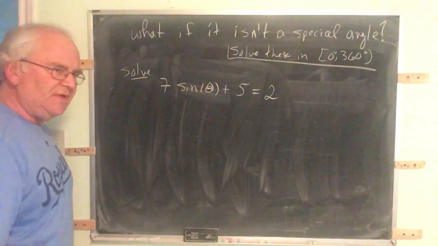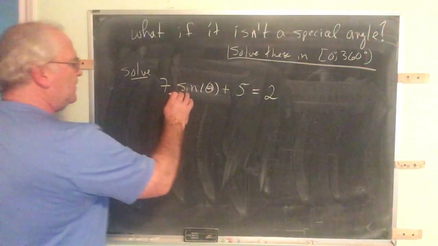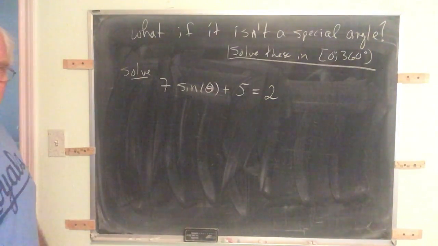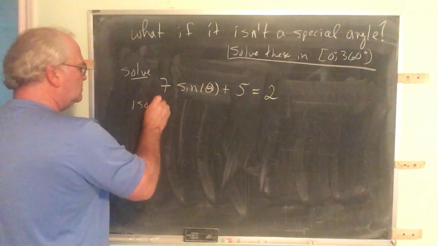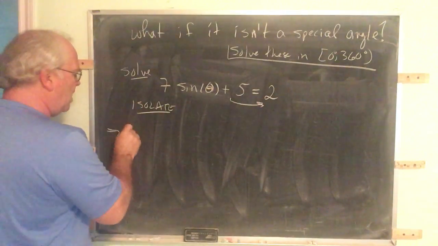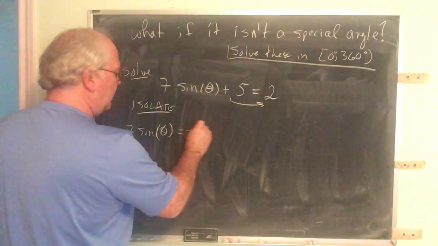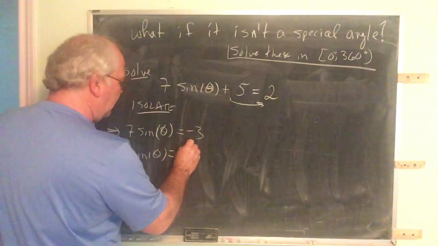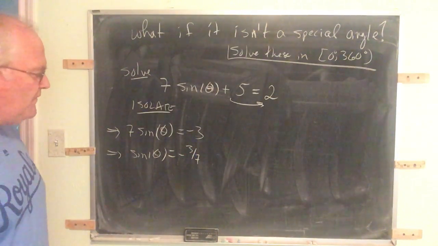So the good news is some of this is the same, but there's enough of it that's different that you need to be on your guard. First piece: here's the equation. As usual, isolate the trigonometric function to get a basic equation. Subtract the 5 across. So I have 7 sine of theta is equal to negative 3, which says sine of theta is now equal to negative 3/7. And so now we have isolated the trigonometric function.